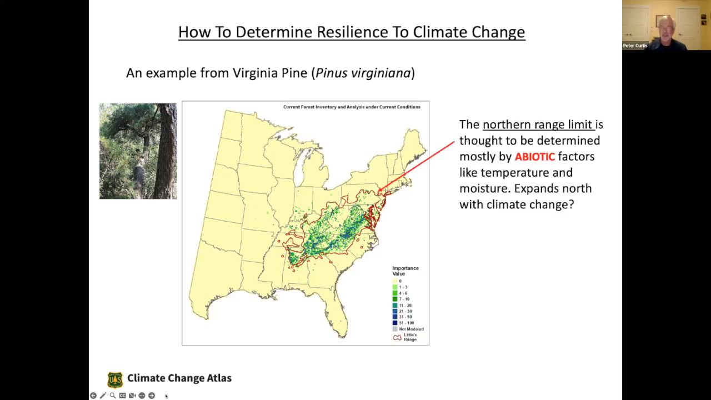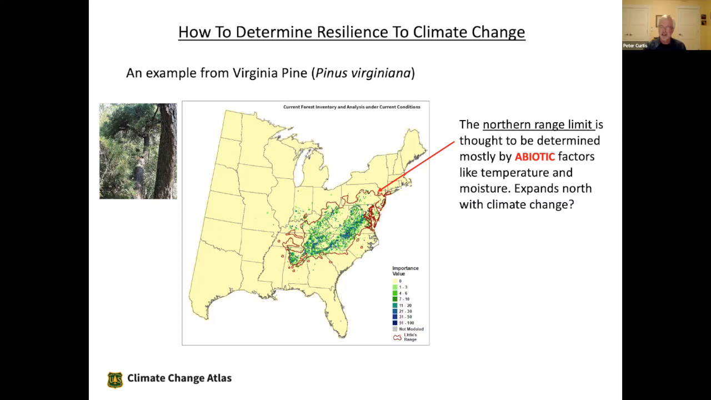Now, if you look up at the top here, the northern distribution, that's the northern range limit of Virginia pine, sort of central Pennsylvania. And typically in ecology, we think about this northern range limit as being mostly determined by things like temperature and moisture. So what we refer to as abiotic factors. So that low temperature tolerances, for example, possibly, that would be the primary driver as we think about northern range limits.